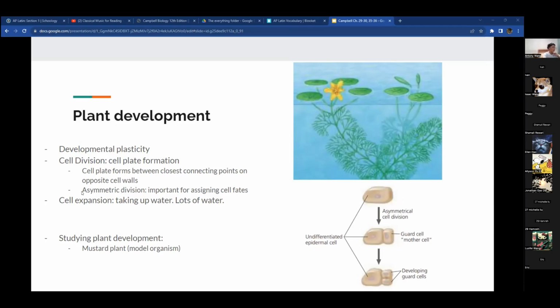And asymmetric division is important for assigning cell fates. If you look to the right, you have this one big cell at first, right? And it divides into a bigger cell and a smaller cell. And then the smaller cell divides into guard cells. Sometimes the shape of the cell is important for its specific function. In this case, the guard cells develop from smaller cells, which is helpful for their function.